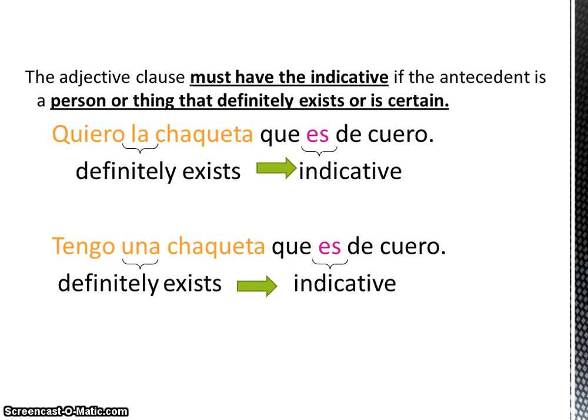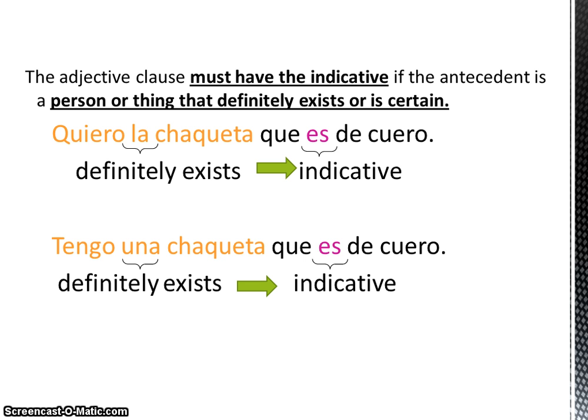The adjective clause must have the indicative if the antecedent is a person or thing that definitely does exist. So you're going to be looking for those clues. Quiero la chaqueta que es de cuero. We know it exists because I said I want the jacket as opposed to a jacket.